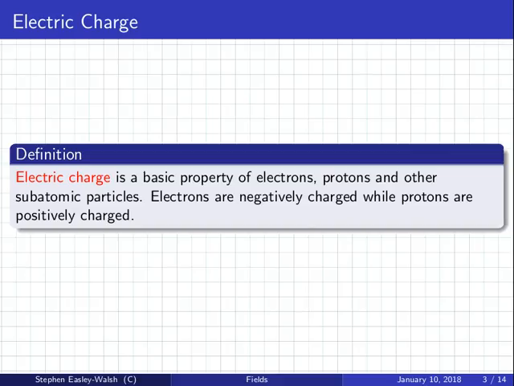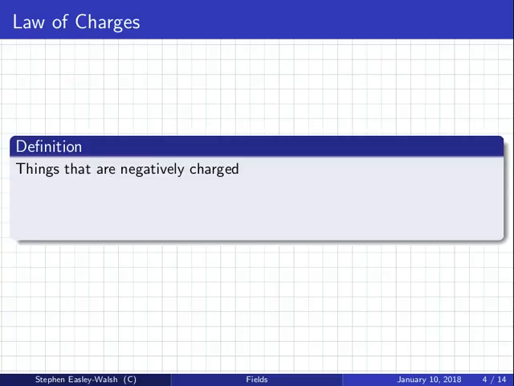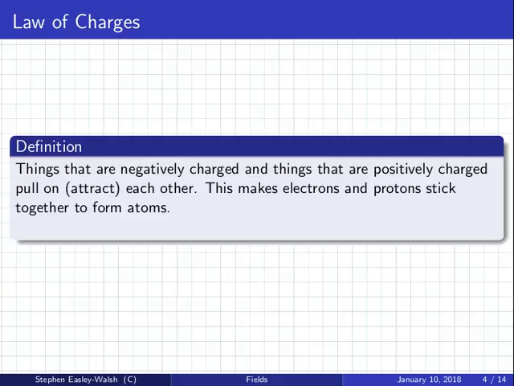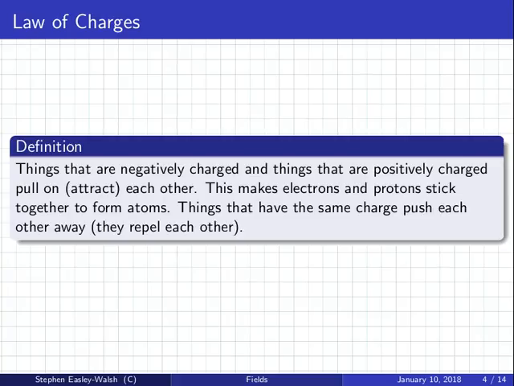Okay, let's continue now. Get to something interesting. Again, I'm sure you must know this from chemistry. Things that are negatively charged and things that are positively charged pull on each other. They attract. This is what makes electrons and protons stick together. Things that have the same charge, what happens? They repel. But why did you learn this? This is chemistry, semester 1, week 2.